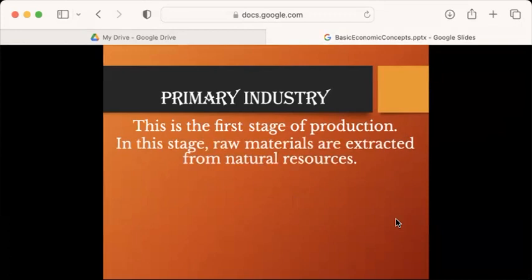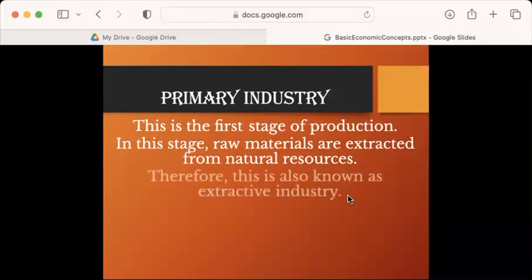Actually, primary has another word called extractive industry, because in this industry we are taking raw materials. Sometimes raw materials means materials using which we make other goods. We cannot consume them directly. But sometimes in primary industry, we also get goods that can be consumed, for example food, like fruits and vegetables and fish and various other things. Those also we get from nature, right? So primary industry is called the extractive industry, where raw materials and food are extracted from nature.